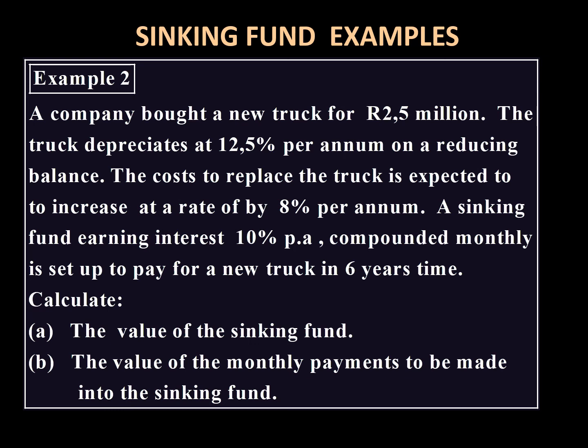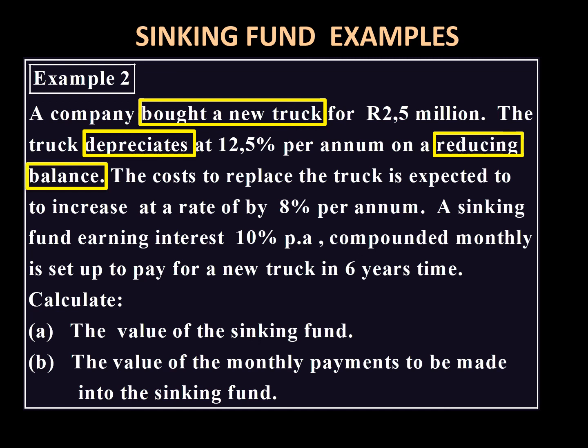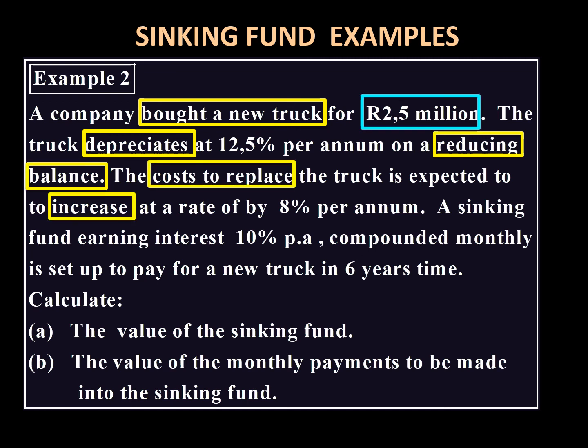Now let's look at this example. We have a company who bought a new truck, and this truck depreciates on a reducing balance. The cost to replace the truck increases. The truck was bought at 2.5 million Rand. The depreciation was at 12.5%. The inflation was at 8%. And now they tell you a sinking fund adds 10% per annum compounded monthly.